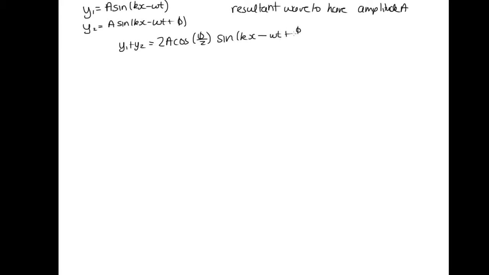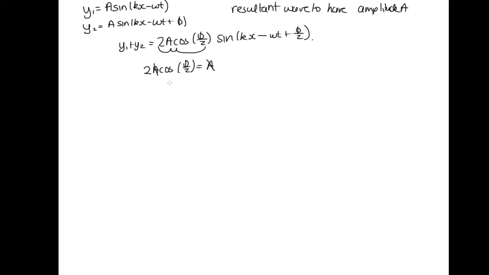sine(kx minus omega t plus phi on 2). So this is the travelling part of our resultant wave, and this here is its amplitude. So we need this amplitude to be equal to A. So we need 2a cos(phi on 2) to be equal to A.